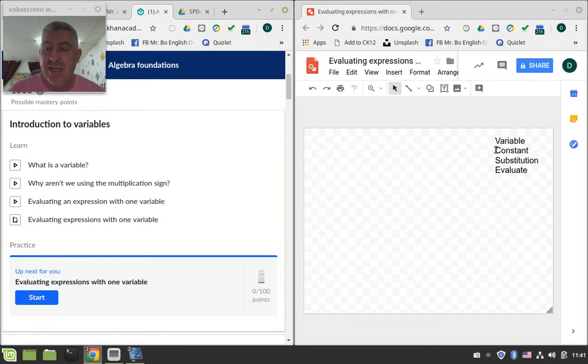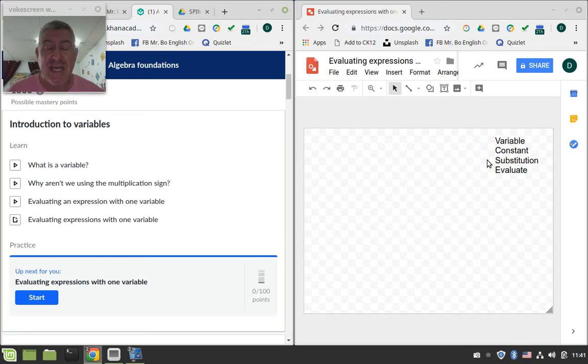The other side of that is constant. A constant doesn't change, so a constant looks just like a normal number in algebra. So if you see a 1, 2, 3, 150, square root of 2, these things are constants.